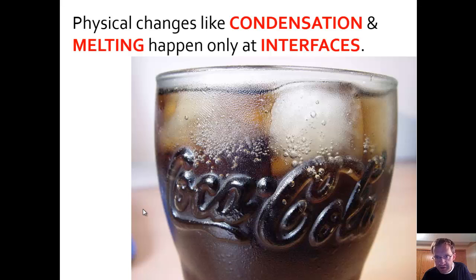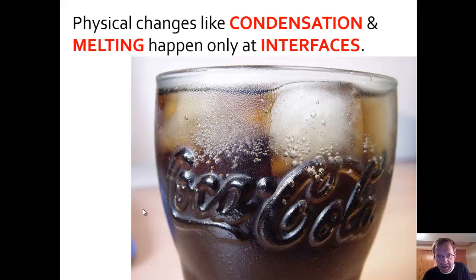Melting happens on the surface of the ice cube. And the other one is condensation, which may or may not show up very well for you depending on the screen that you're watching this on. But there's condensation happening on the outside of this glass, and that happens only where the cold glass touches the air, and that's an interface too.